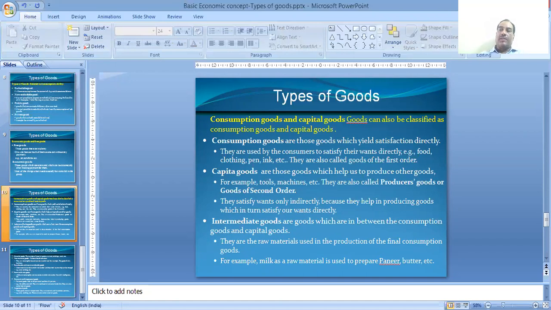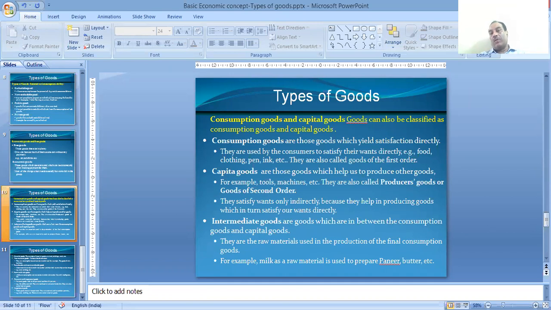And then the second type of good is capital goods. Capital goods are those goods which are used to produce other goods and services. So those are called capital goods. Here it is written capita, but it is capital goods. So these are the goods which are used for manufacturing other goods. So capital is also defined as produced means of production. These are the means which are required to produce other goods. For example, tools, machines, they are also called producers goods or goods of second order.